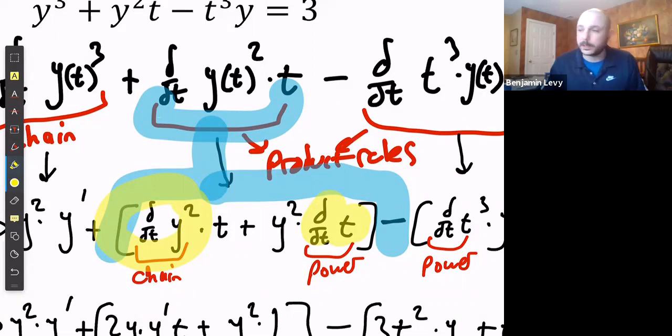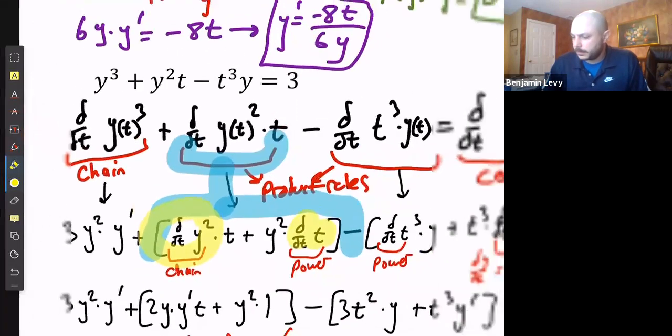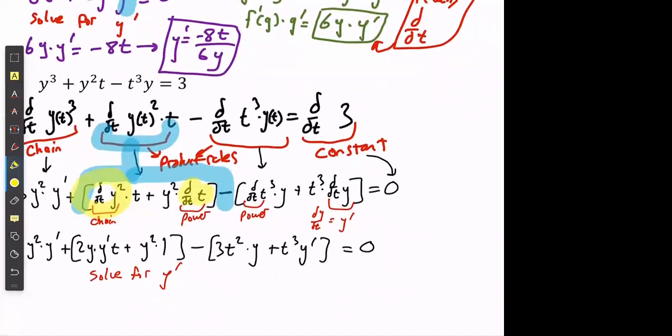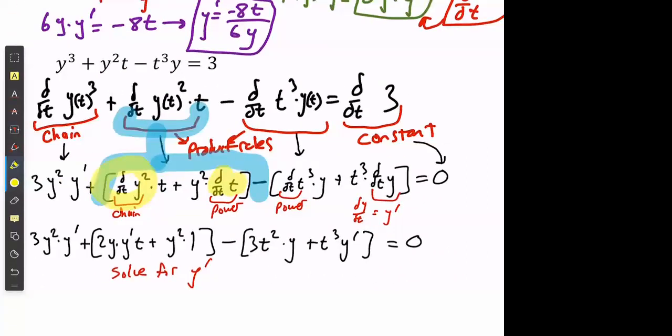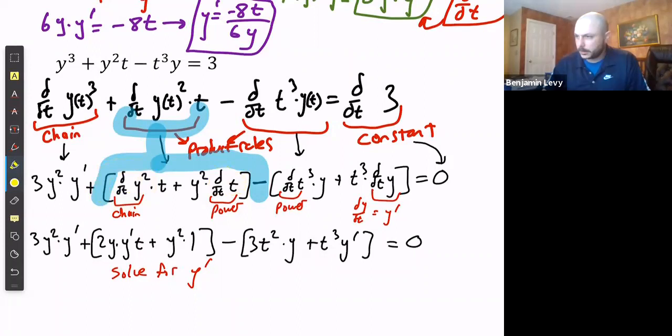I'm trying to write out all the details. I don't know, maybe that made it look more confusing. I'm not sure. Does that clarify it? Yeah, it does. Thank you.